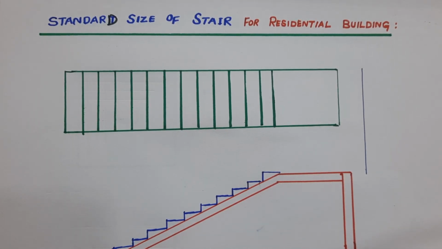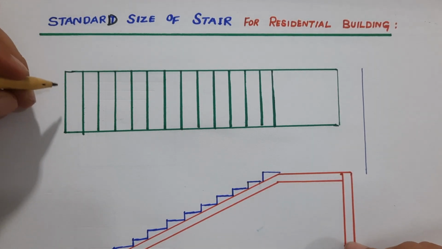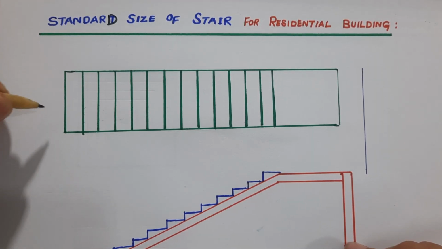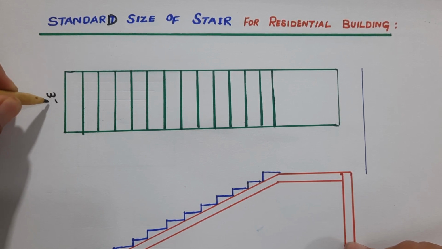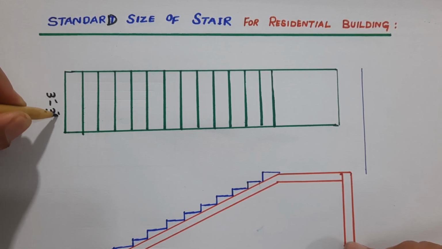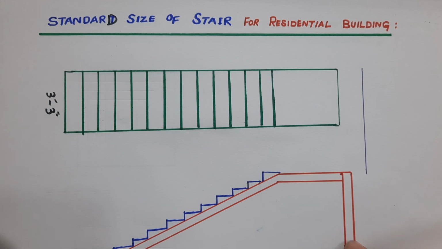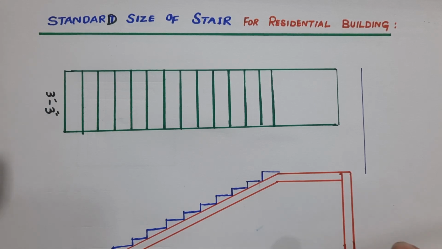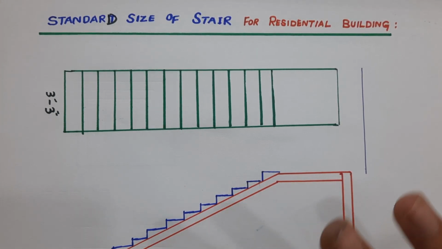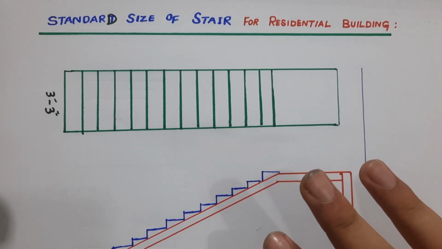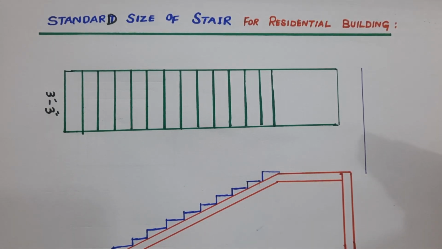For a residential building, you can say G plus 1 story. The width of the stair should not be less than, for a normal residential building, 3 feet and 3 inches. This is for G plus 1. You can decrease it, depending on the plot size and according to your requirements. But this is the normal, standard size, 3 feet and 3 inches. You can also keep 3 feet and 6 inches, or 4 feet. But for a normal residential building, this is sufficient.